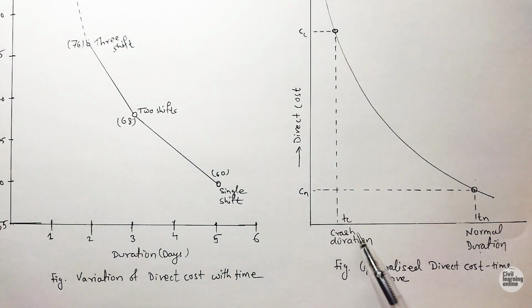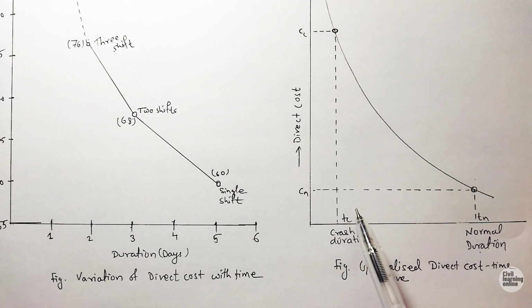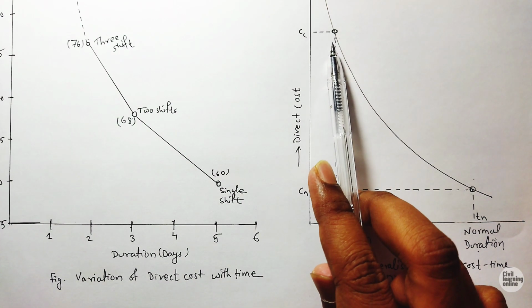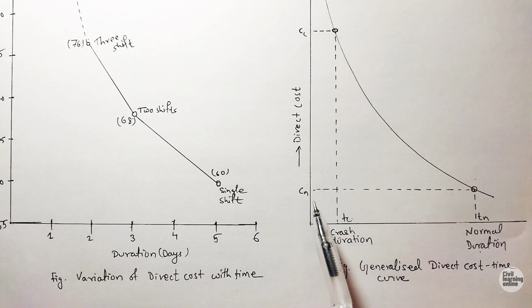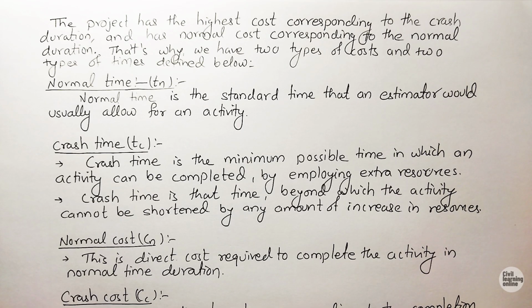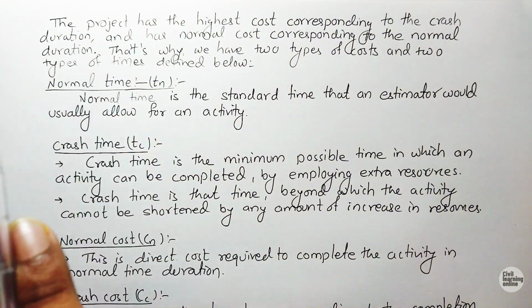And as you can see here, when we are implementing the minimum time for completing a project, cost has risen to maximum, and when the project was going as per the normal duration, the cost was minimum. So after learning about the different terms, which were normal time, crash time, normal cost, and crash cost, I have picked out some definitions for the key points, and let me read them out.